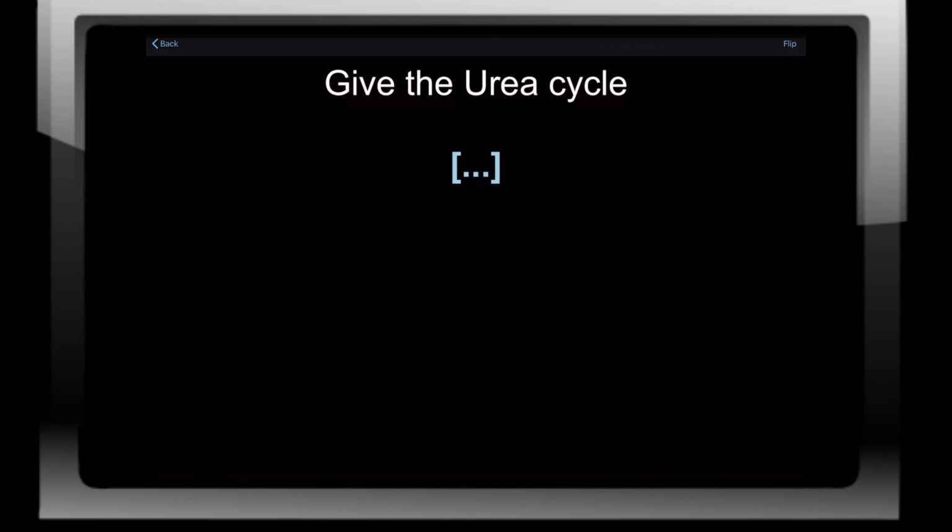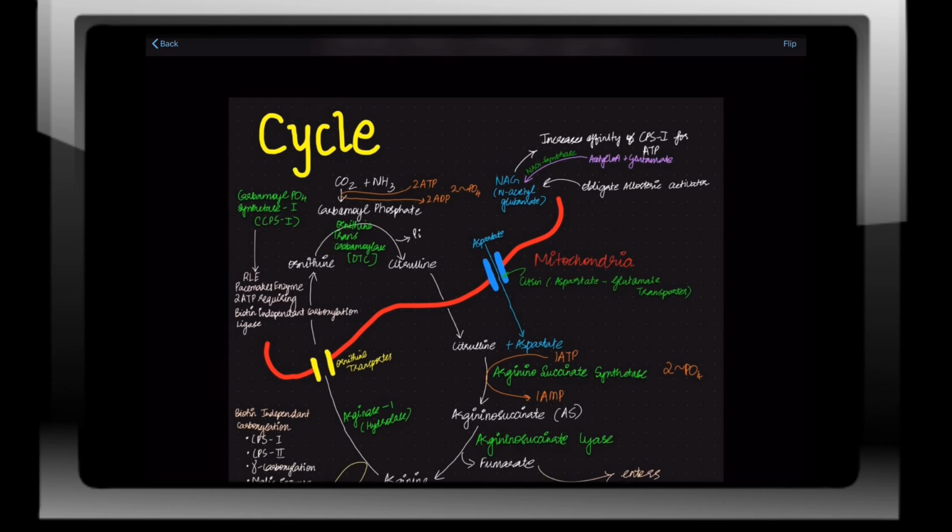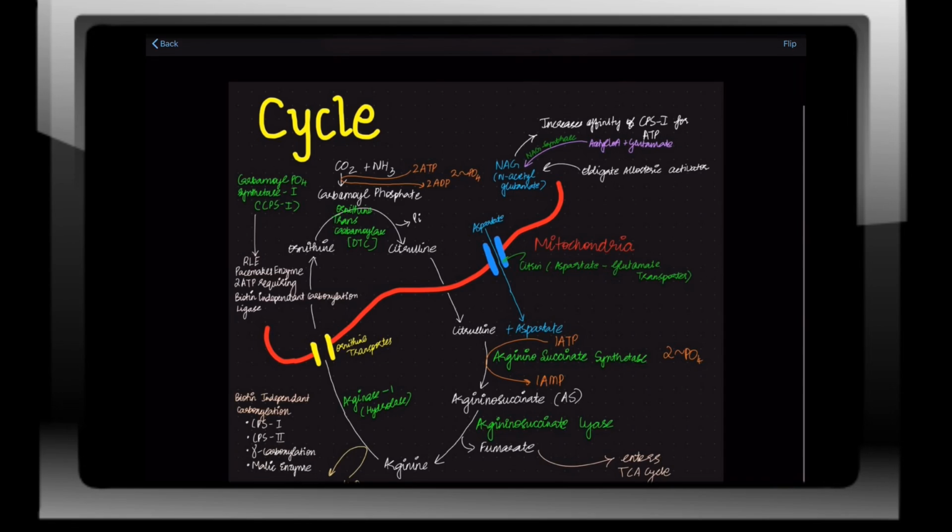For example, we can see in this card. So this is the ANKI card we have. It basically asks you for the urea cycle. You're just supposed to think of the whole urea cycle and put it here. So once we flip, we can see, this is the answer. It will be talking about the complete urea cycle. So because of this, you're going to have an overall picture.